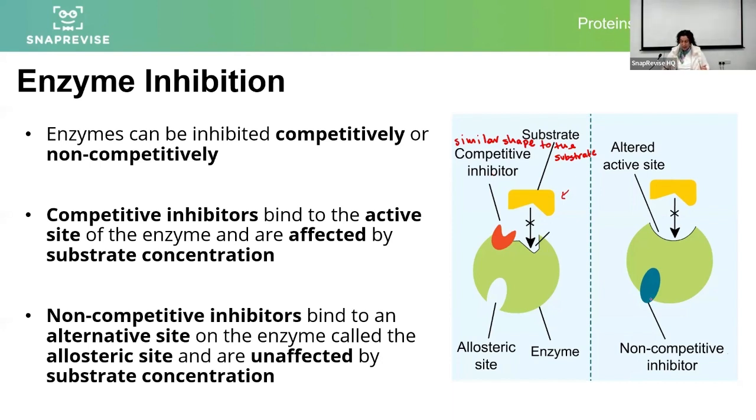Non-competitive inhibitors, on the other hand, do not bind to the active site. They bind to an entirely different site of the protein, and they cause what we call an allosteric change. So by binding, as you can see here in this diagram, they will indirectly change the shape of the active site such that it no longer is complementary to the substrate.